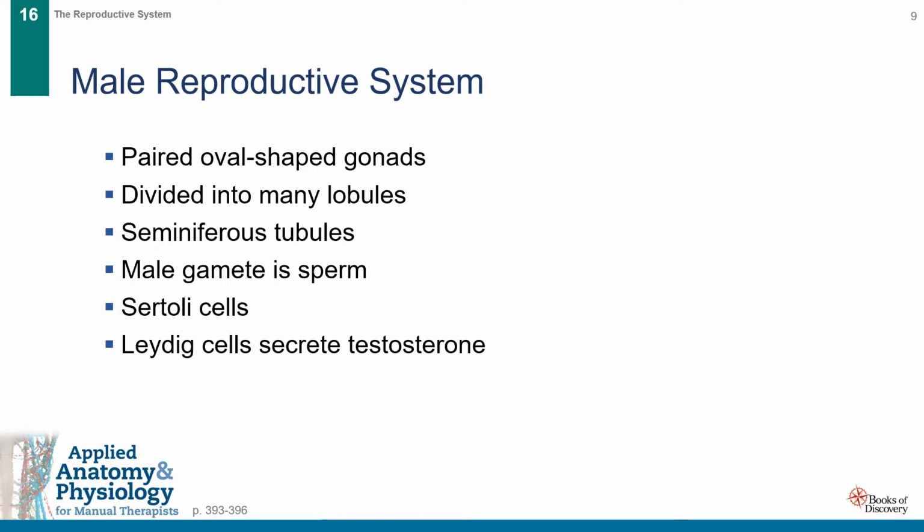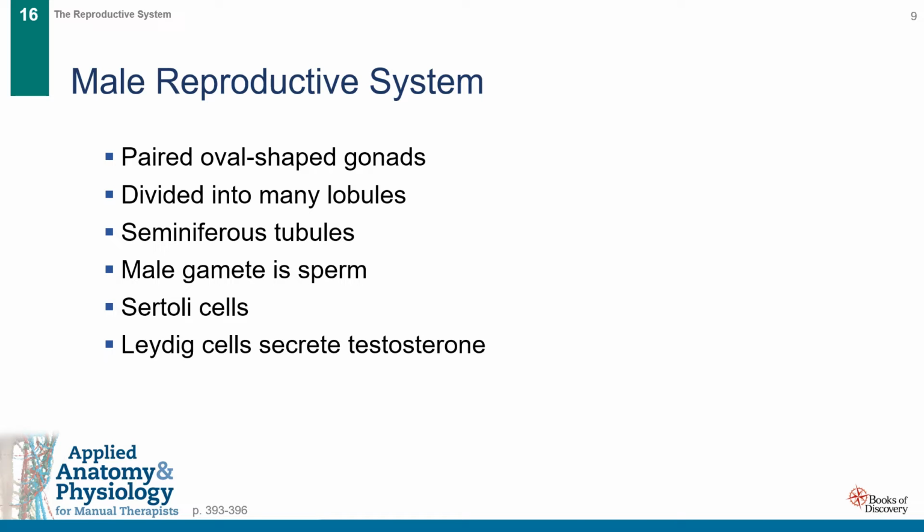These cells nourish developing gametes, produce a fluid for the transport of sperm, and play a role in regulating sperm production. Since the optimal temperature for sperm production and survival is a few degrees below the normal core body temperature of 98.6 degrees Fahrenheit, the testes are located externally.